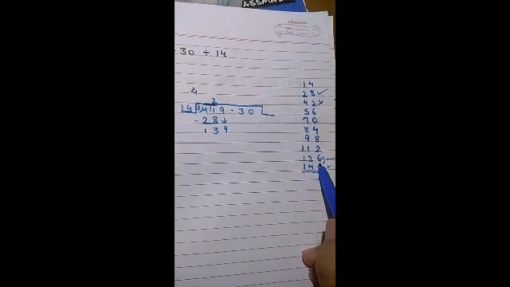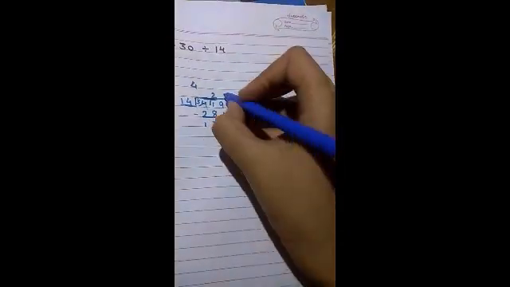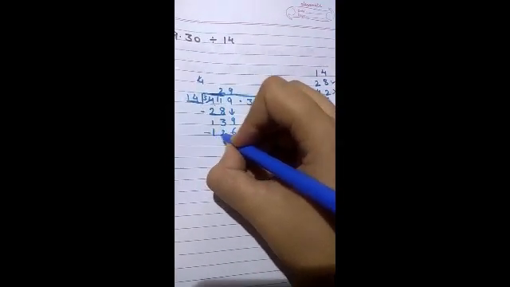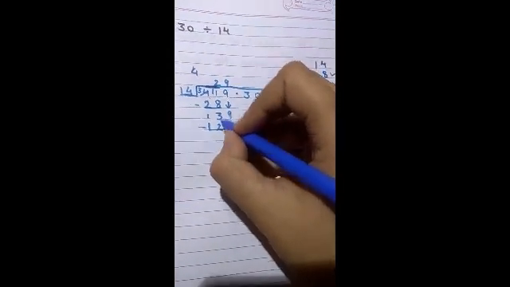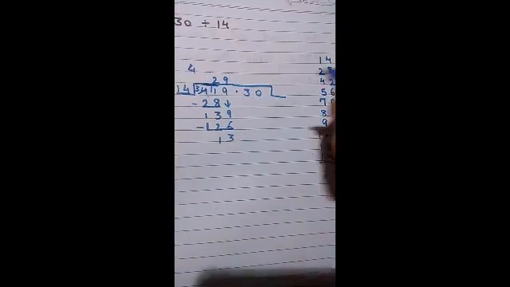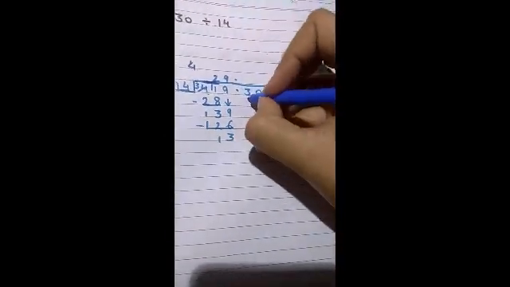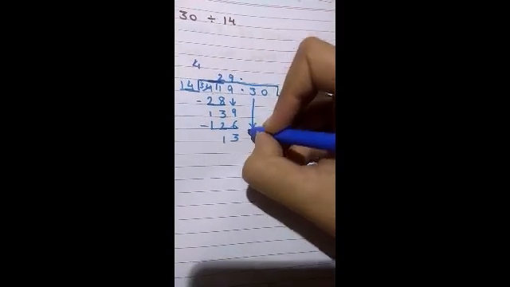That is this one. 14 nines are 126. Now subtract. 9 minus 6, 3. 3 minus 2, 1. Now this decimal is here, so just put this decimal or point up and bring the next number down.